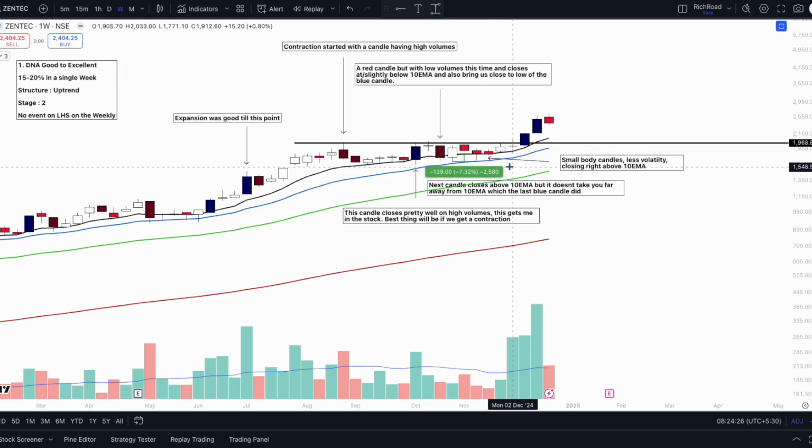8% SL for a move of 25 to 40%. So somewhere around you're getting 3 or 4 is to 1 risk reward, right? If everything goes in your favor. And I think that would be a good thing.